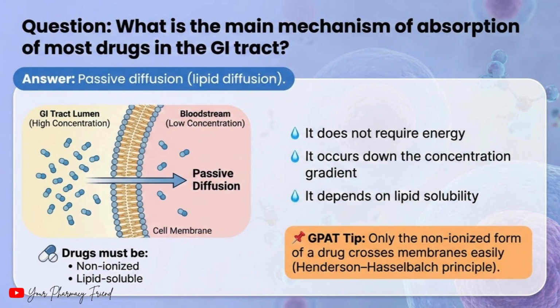What is the main mechanism of absorption of most drugs in the GI tract? Passive diffusion, lipid diffusion. Most drugs are absorbed in the gastrointestinal tract by passive diffusion, also called lipid diffusion. This process does not require energy and occurs down the concentration gradient. Drugs must be non-ionized and lipid-soluble to cross the cell membranes efficiently. According to the Henderson-Hasselbalch principle, only the non-ionized form of a drug readily diffuses through membranes.